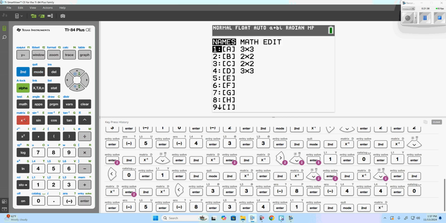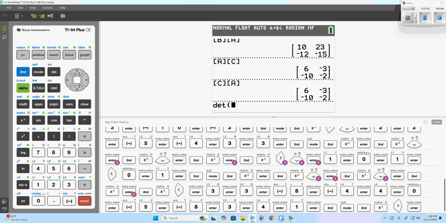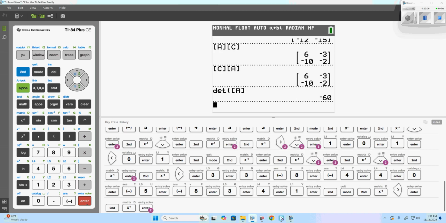Now we're going to go second matrix over 1, 2, math. And we're looking for the determinant, yes? First one in that list is determinant, DET. So we'll hit enter. Now do not hit enter again because it's going to give you an error, because it's taking the determinant of nothing at the moment. We need to put matrix A back in. A, enter.